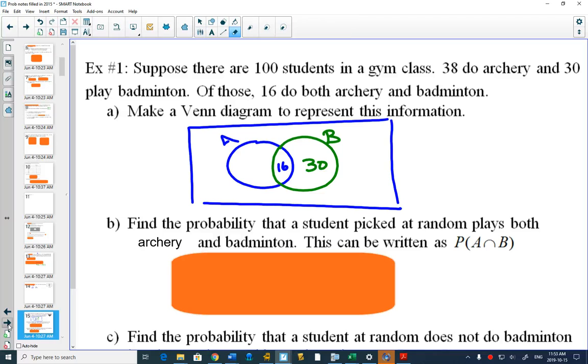So instead, this number in here can't be 30, because all of the green circle adds up to 30. And if all of the green circle adds up to 30, does it make sense that this would be 14? And if all of the blue circle adds up to 38, does it make sense that this is 22?